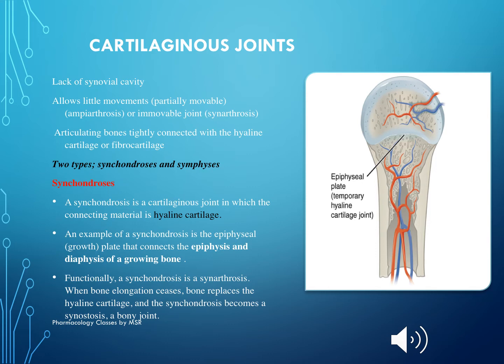So let's start with synchondrosis. Here the bones are held together by a connecting material called hyaline cartilage. The best example is the epiphyseal plate, also called the growth plate, which connects the epiphysis and diaphysis of the growing bone. When bone elongation ceases, the bone will replace this hyaline cartilage. Once the bone growth has ceased, the joint becomes immovable. So that comes under synchondrosis.